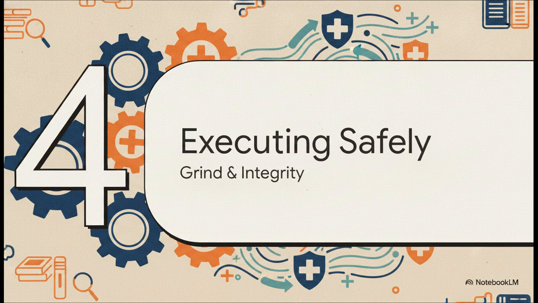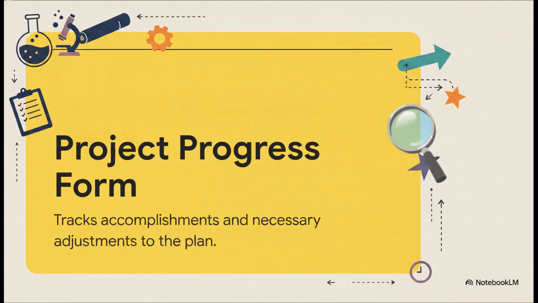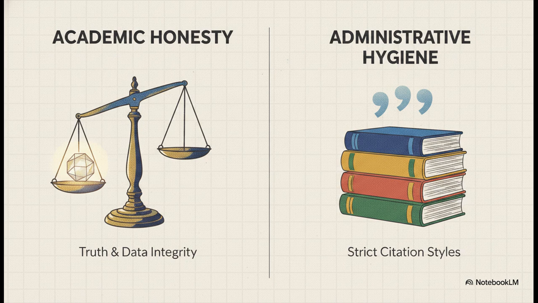Now we hit phase 4, executing the research safely. This is where the grind and academic integrity really come into play. Once you're out in the field or the lab, you aren't just flying blind. Enter the project progress form. This is a super important tracking document that's submitted by your guide at least once per cycle. It's basically designed to record your accomplishments and capture any necessary adjustments to your plan. It makes sure that both you and your guide stay firmly accountable to that original timeline and those objectives we talked about earlier.